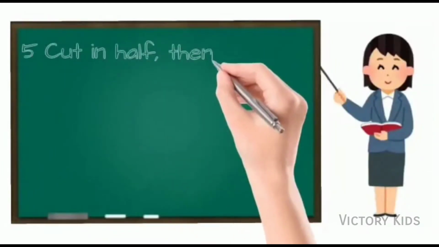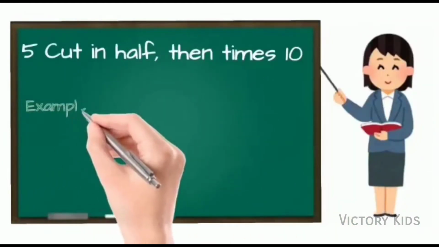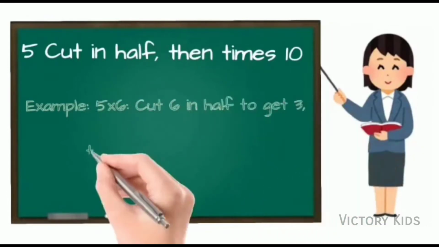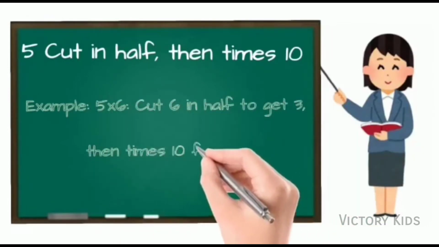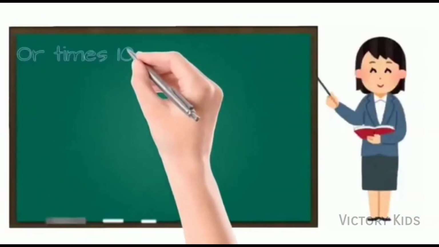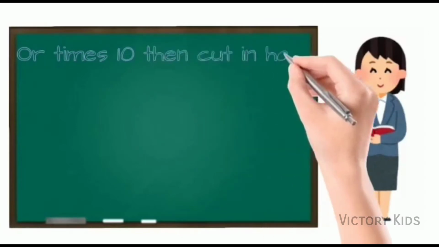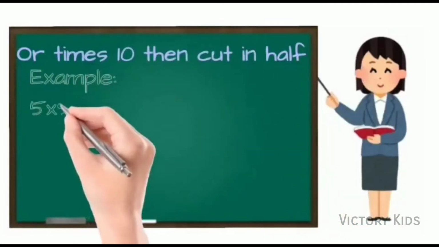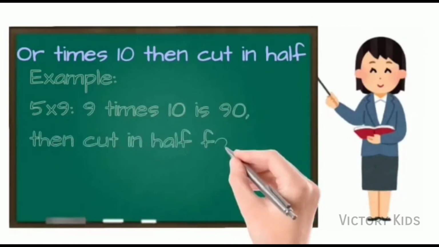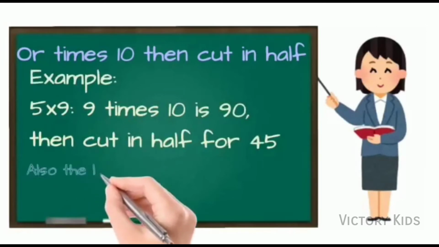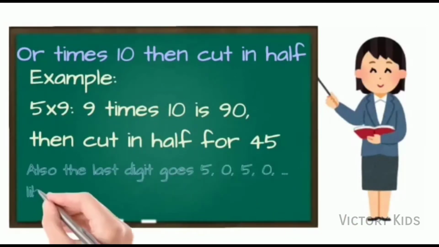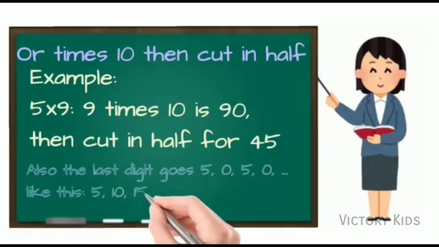5: cut in half, then times 10. Example, 5 times 6. Cut 6 in half to get 3. Then times 10 for 30. Or times 10 then cut in half. Example, 5 times 9, 9 times 10 is 90, then cut in half for 45. Also the last digit goes 5, 0, 5, 0, like this: 5, 10, 15, 20.